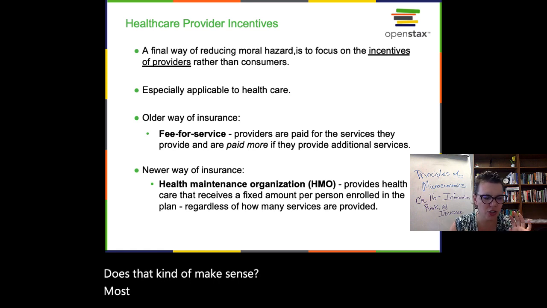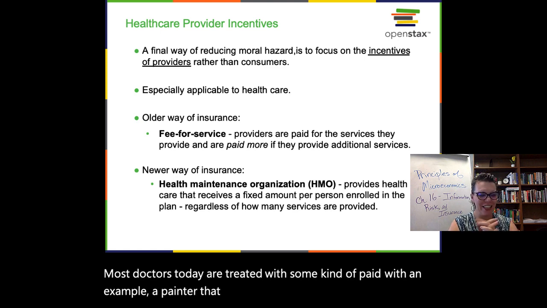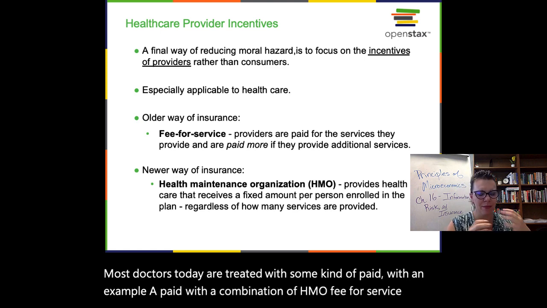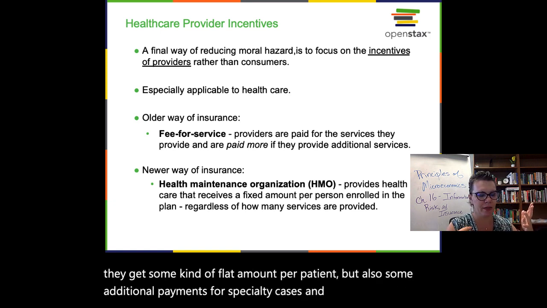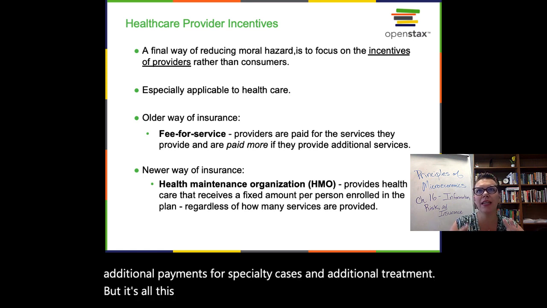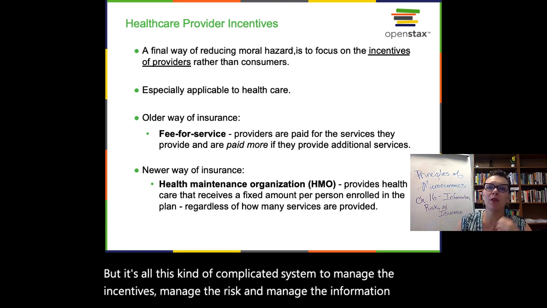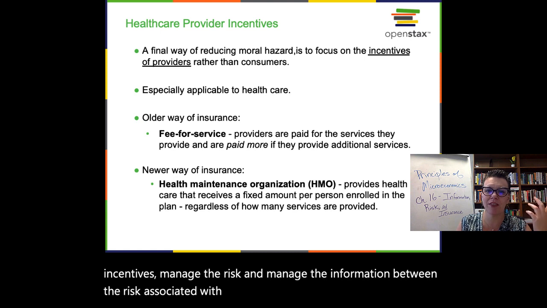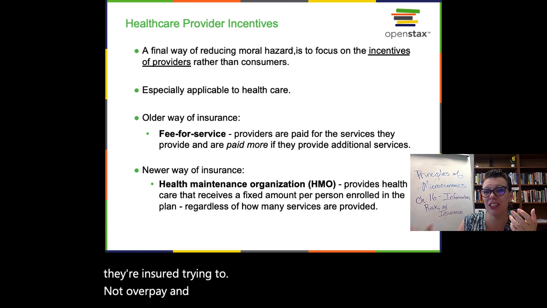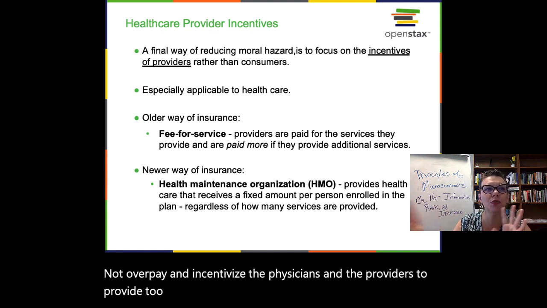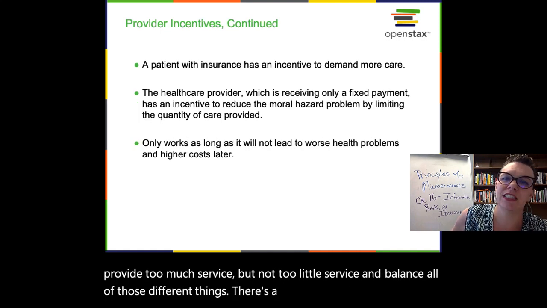Most doctors today are paid with a combination of HMO and fee-for-service, so they get some kind of flat amount per patient, but also some additional payments for specialty cases and additional treatment. But it's all this complicated system to manage the incentives, manage the risk, and manage the information between the risk associated with consumers behaving in a more risky way when they're insured, trying to not overpay and incentivize the physicians and the providers to provide too much service but not too little service, and balance all of those different things. There's a lot of perverse incentives in there.